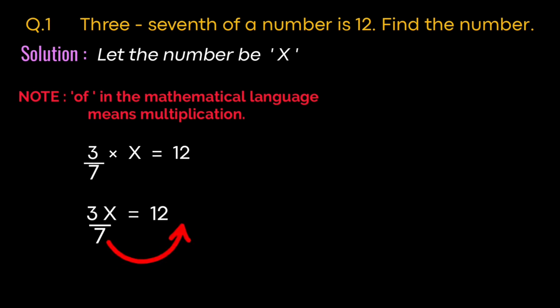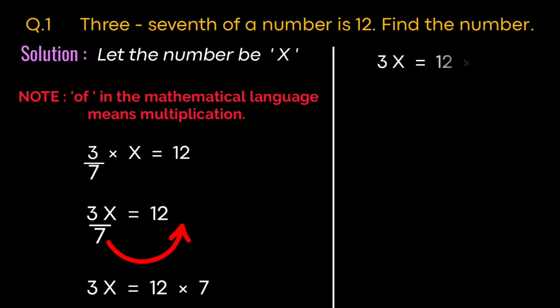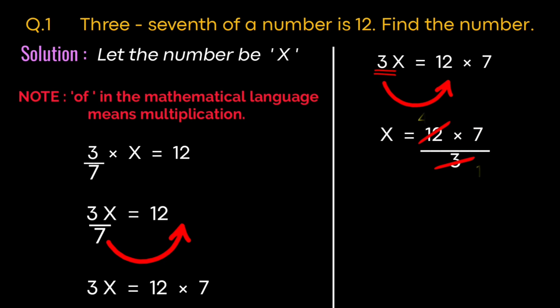Now shift 7, which is in division in LHS, to multiplication in RHS. We get 3x equals to 12 multiplied by 7. Now transfer 3, which is in multiplication in LHS, to division in RHS. We get x equals to 12 into 7 by 3. Further, 12 and 3 can be divided, and finally we get the answer x equals to 4 into 7, that is 28.